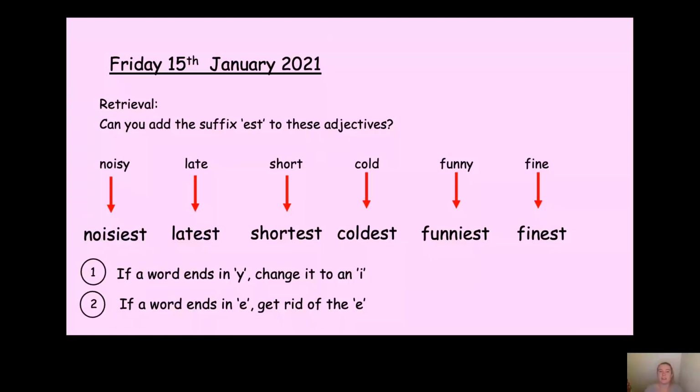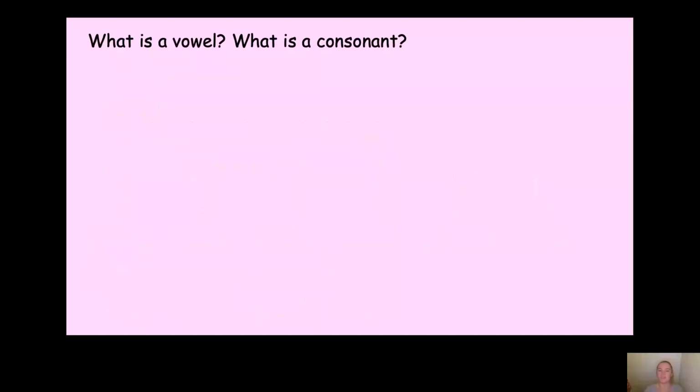Right, let's move on to today. So, our first question for today is what is a vowel and what is a consonant? Ooh. Now, we've learnt about this in class. Can you remember what a vowel is? If you know what a vowel is, shout it to your screen now. How many vowels do you know? Okay, should we see if you were right?